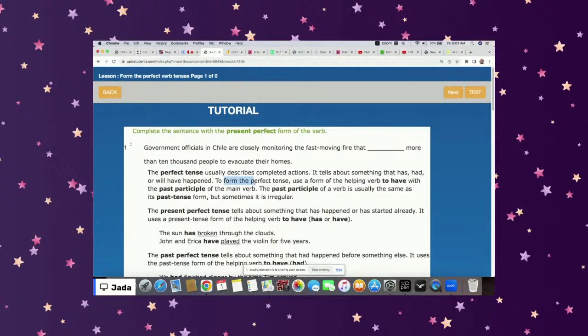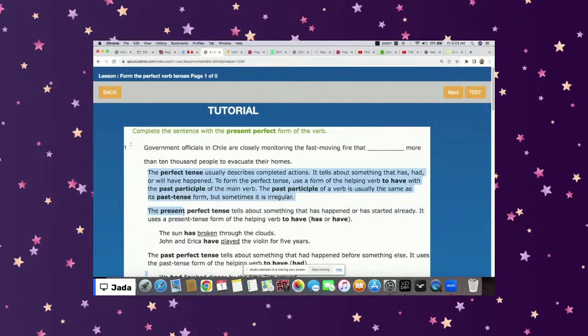So to form the perfect tense, you have to use the helping verb to have and then a past participle, which is the past tense form. Okay, so that is what you use to form the perfect tenses.